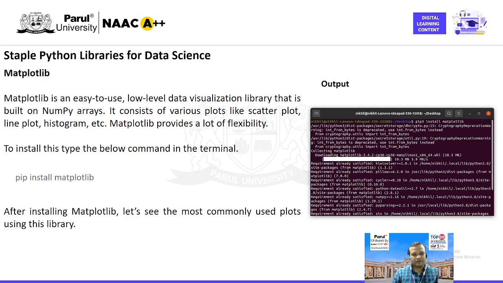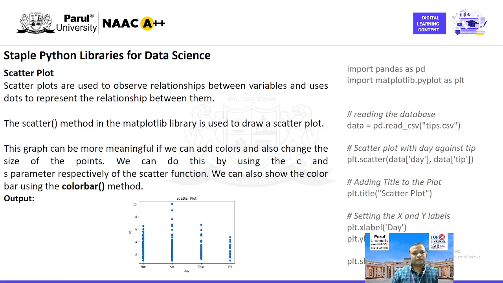After installing Matplotlib, let's see the most commonly used plots using this library. This is the pictorial representation of how we can download Matplotlib. Firstly, we discuss the scatter plot. Whenever we download the Matplotlib library, you can use a scatter plot. We want to plot the diagram in scatter form of your tips dataset.